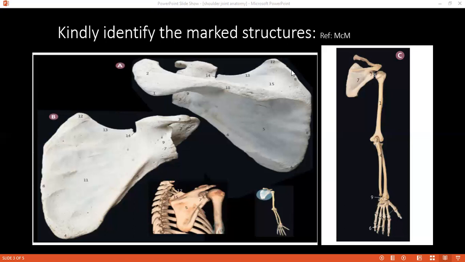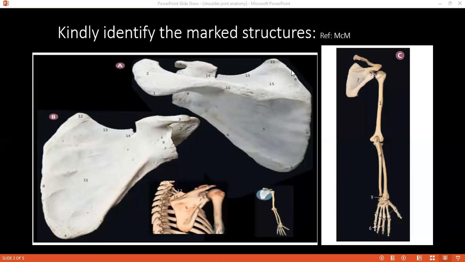Abduction of the shoulder joint is performed by three sets of muscles. First of all, there is supraspinatus, which will do the abduction from 0 to 15 degrees. Then the middle fibers of the deltoid from 15 to 90 degrees. And then above 90 degrees would be by the serratus anterior and trapezius. There would also be a role of the scapula in outward or upward movement in the abduction above 90 degrees.